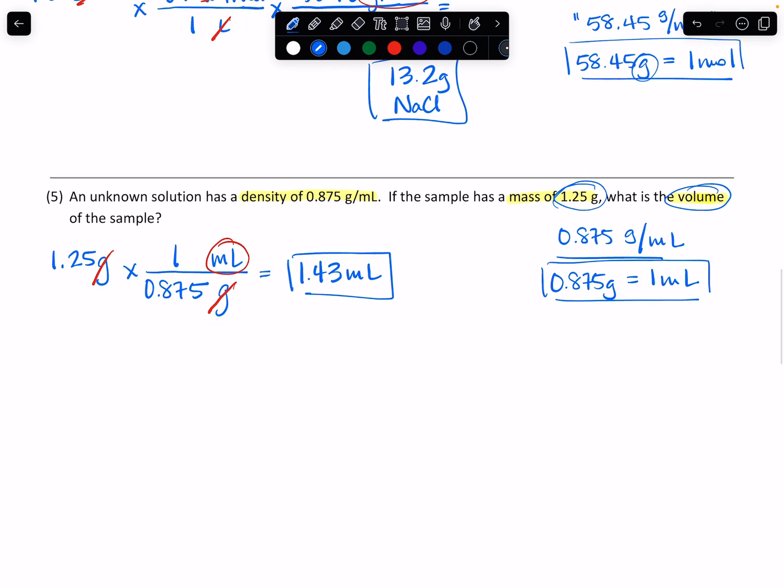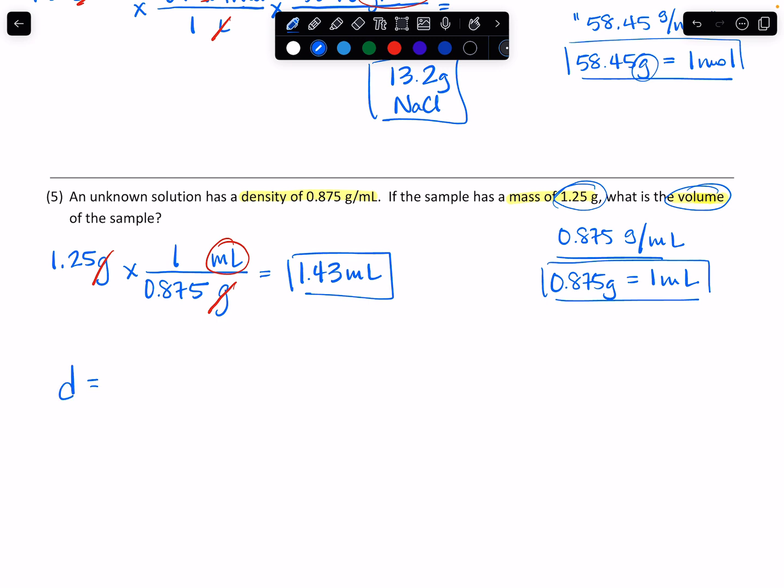Now maybe it goes on to ask you for that volume in a different unit. Let's say maybe it says, I don't know, microliters. And then you would need to do another unit conversion step at the end. Again, this is using dimensional analysis to solve for this problem.